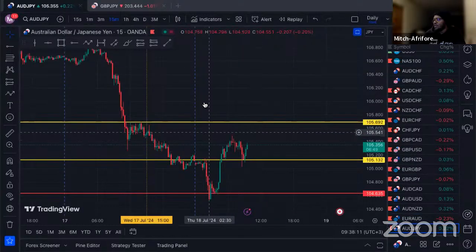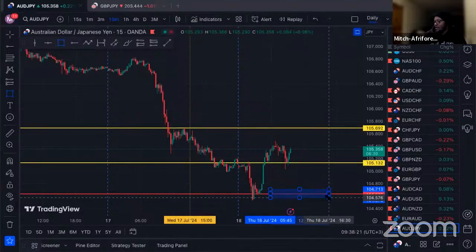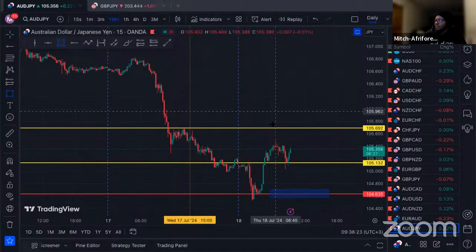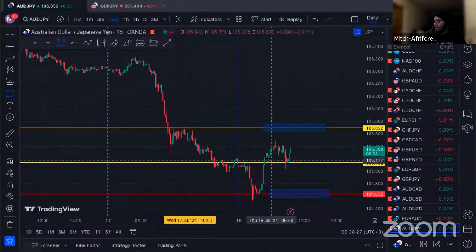So last but not least, we do have the Australian dollar against the Japanese yen. This pair, our bias is to look for buying opportunities. So watch out for these three areas. Aggressive buyers down here at the bottom. We do have some sellers right here at the top, and we have a problem area right here as well.